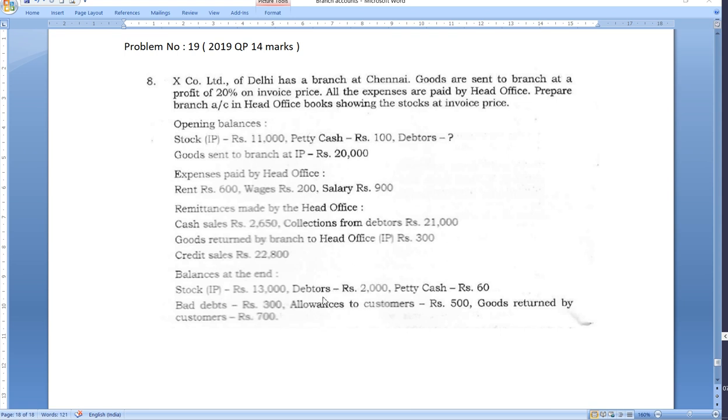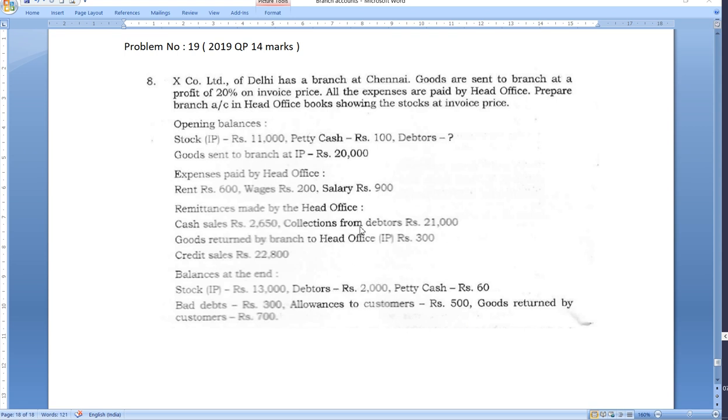On the credit side of the branch account, debtors 2,000. It comes twice in the preparation: once in the debtors account credit side by balance carried down, and again in the branch account by closing debtors 2,000. Petty cash by closing petty cash 60 rupees, credit side of the branch account. Bad debts 300 comes under the credit side of the debtors account. Allowance to customers 500, a discount allowed to customers, credit side of the debtors account. Goods returned by customer, a sales return, credit side of the debtors account.